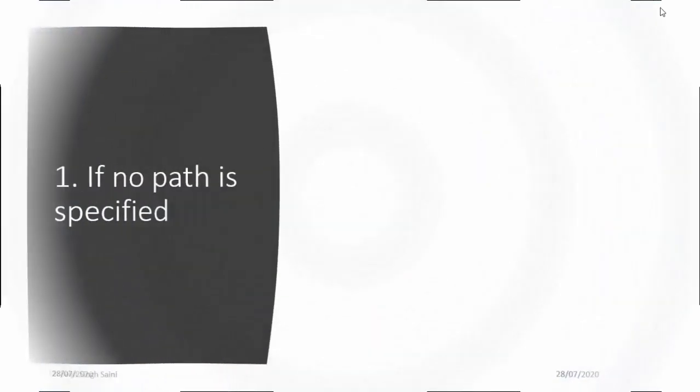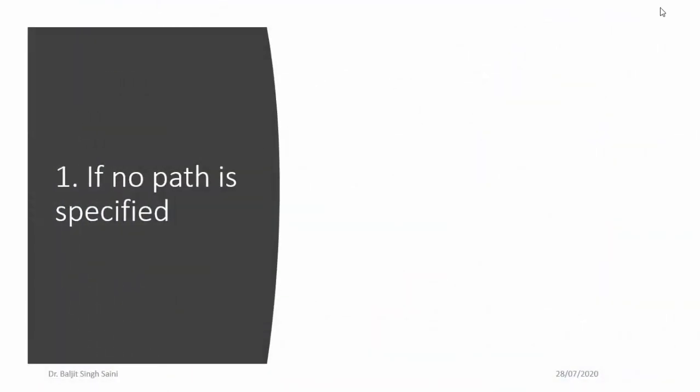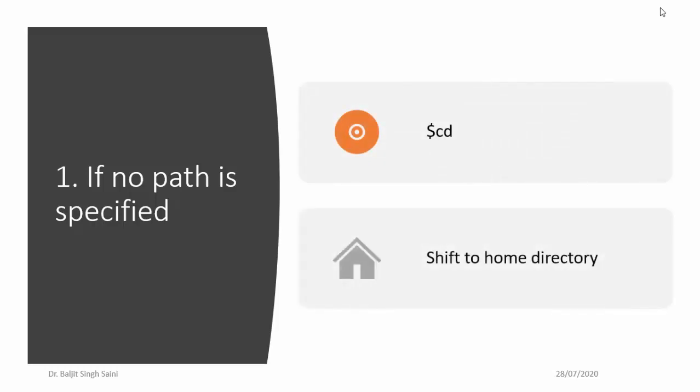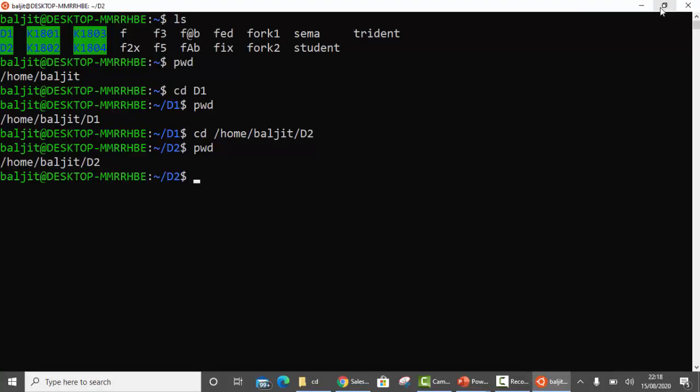The first method is, what if you don't specify any path? For example, if you just write cd, that's it. What is going to happen? You are going to shift to the home directory. Coming back from where we left, the current working directory is /home/Baljeet/D2. If I simply write cd and press enter, it will shift to the home directory. It doesn't matter where you are.